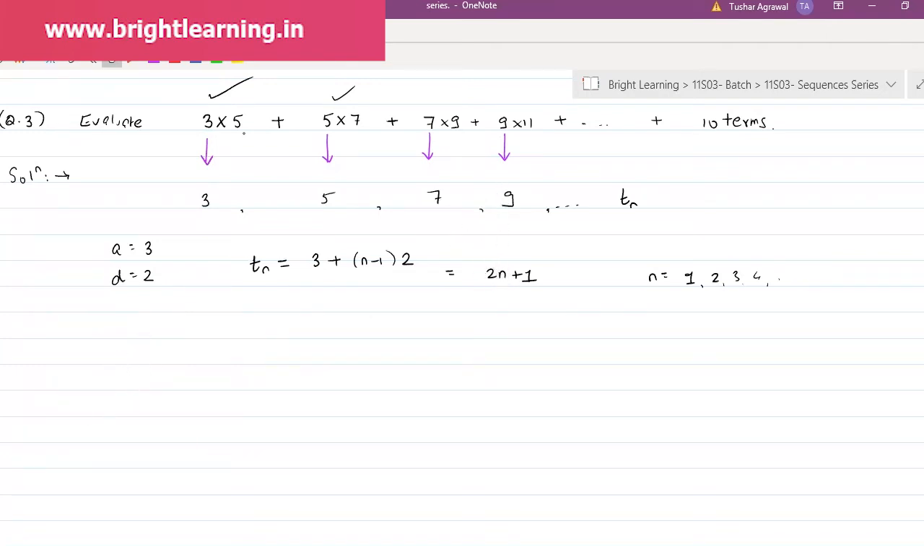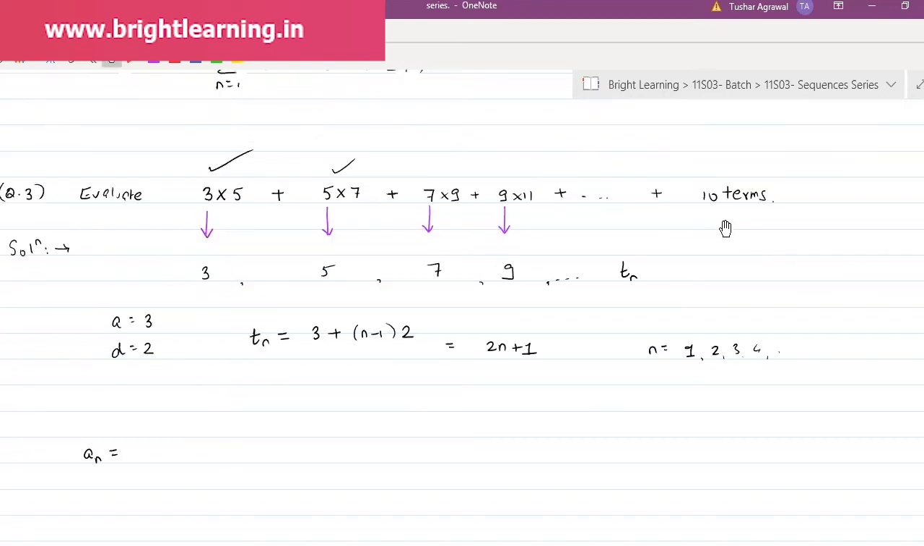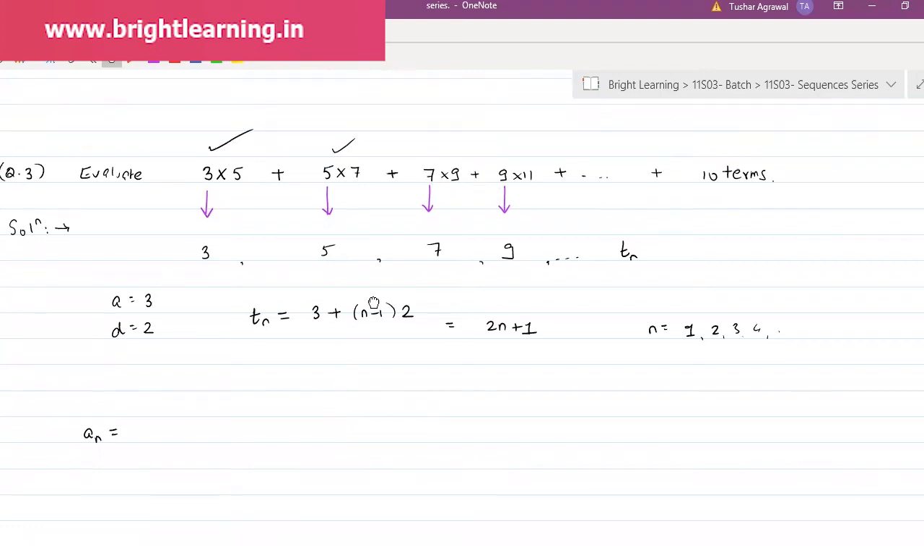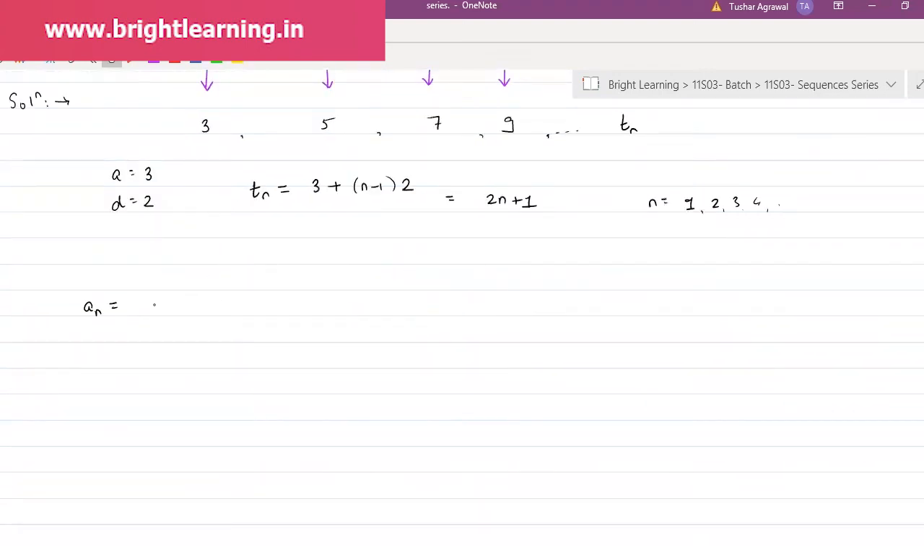So now can you say the nth term of this sequence is the first term multiplied by the next number? What is the first term? 2n plus 1. What is the next number in that product? First number plus 2. The first number is 2n plus 1, plus 2, so 2n plus 3.